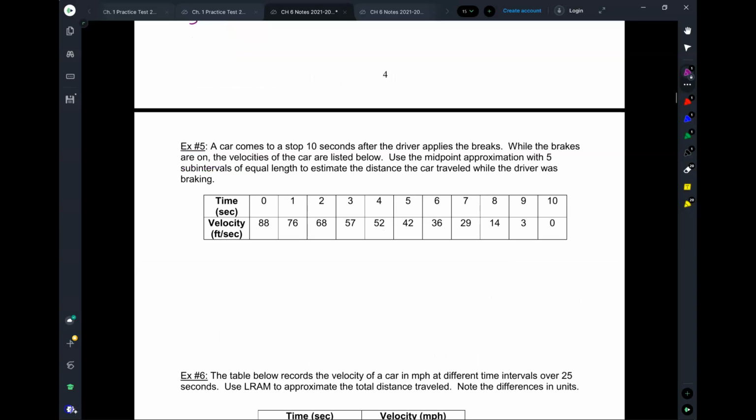All right. So next one. A car comes to a stop 10 seconds after the driver applies the brakes.